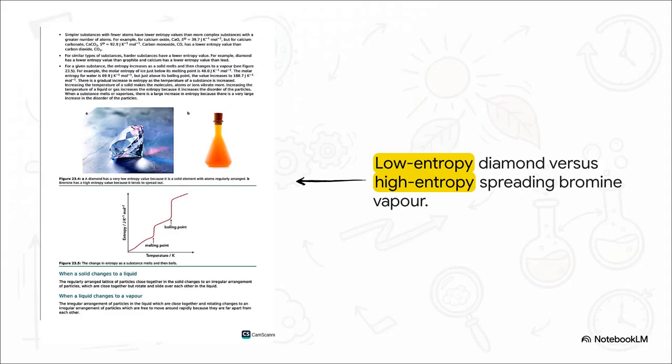Think about the sheer contrast of disorder here. On one hand, you've got a highly ordered, perfect diamond crystal. Because its carbon atoms are rigidly locked into a regular lattice, it has a very, very low entropy value. Now compare that to a liquid like bromine turning into a vapor and spreading all over. That vapor has super high entropy. Why? Because its particles are spread way far apart, they're moving randomly, and they're taking up vastly more possible arrangements.